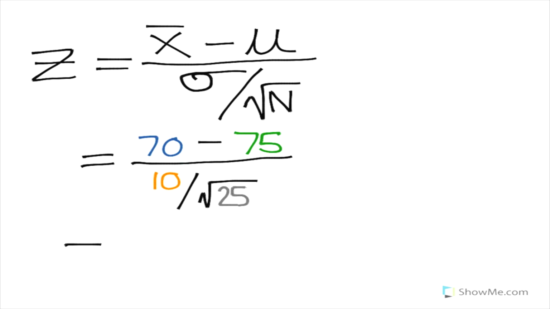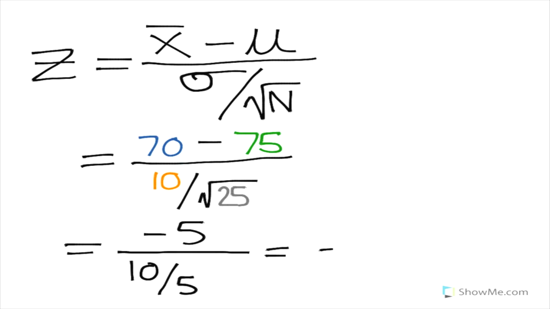So now this simplifies to 70 minus 75 is negative 5. And then we have 10 divided by the square root of 25, which is 5. So now we have negative 5 over 2, because 10 divided by 5 is 2. And this equals negative 2.50. So that's our z-score for this problem. Those are two examples of how to do z-scores. Remember the differences in formulas, and I hope this helped.